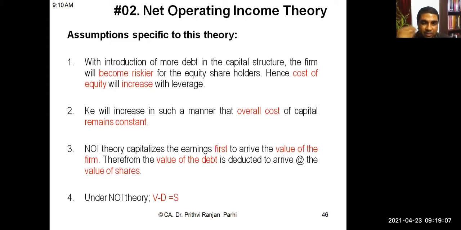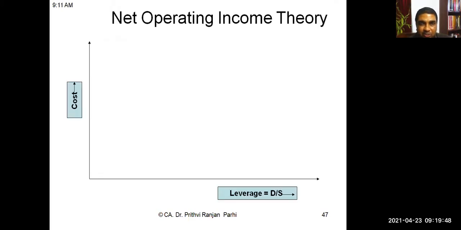Okay. But this theory says that value of the share is a derived figure. So we'll arrive at the value of the firm. Theory says value of the firm is constant. We'll arrive at the value of the debt. Then by subtracting the value of the debt from value of the firm, we'll be getting value of the shares. So the formula here will be V minus D is equal to S, or S is equal to V minus D. Okay, understood these assumptions? Yes. Okay. Now let us try to understand this theory.